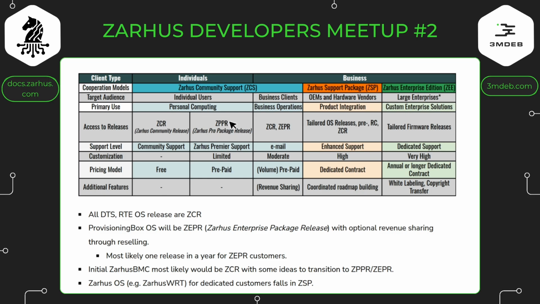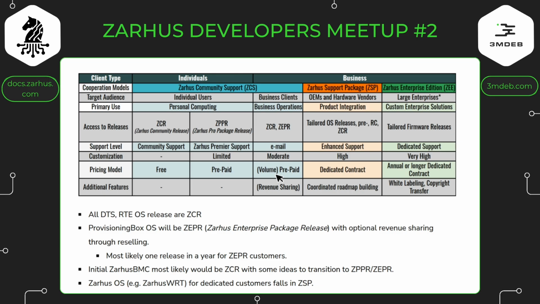Then there can be ZPPR, which is Zarhus Pro Package Release. It would mean some kind of Zarhus premium support payment, prepaid for a year, for example, or multiple years, with some limited customization. Of course, the issues created by those users will be treated with higher priority. And we don't have any candidate for that one. Potentially, Zarhus BMC could be like that, but initially we plan that Zarhus BMC will be ZCR. So right now there is no plan for ZPPR releases in the Zarhus Team.